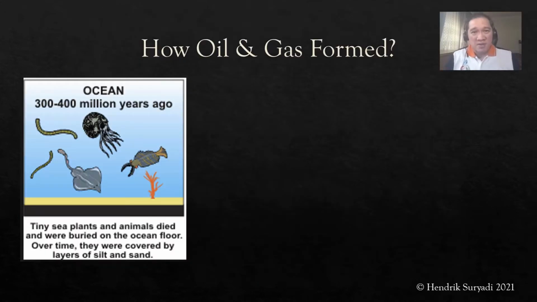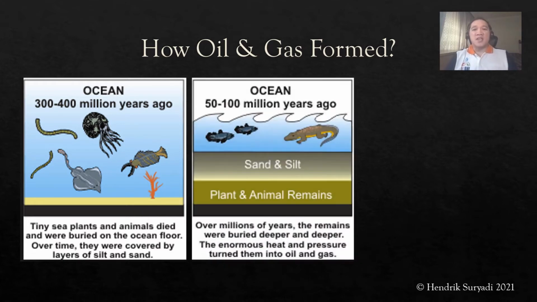Oil and gas are commonly called fossil fuel because they are formed from living organisms that died and were buried hundreds of millions of years ago. Over time, due to the sedimentation process, they were covered by layers of silt and sand, and over a million years, they got buried deeper and deeper as sedimentation layers increased.